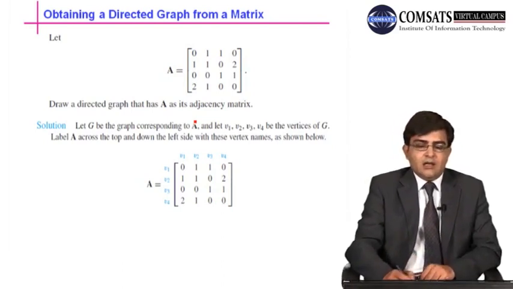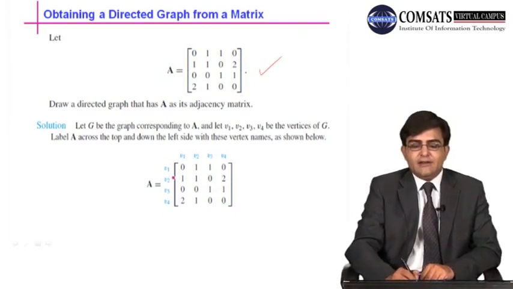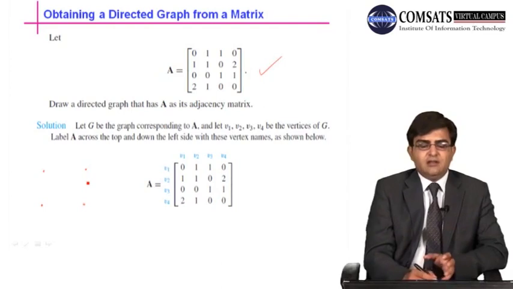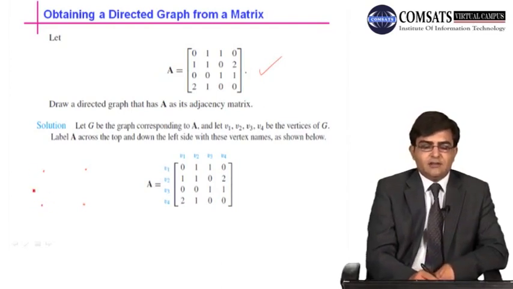So this is the given matrix. How many rows are there in this matrix? 1, 2, 3, 4. How many columns are there? 1, 2, 3, 4. So there must be 4 vertices in that graph. We call them v1, v2, v3, v4. Now we plot v1 here, v2 here, v3 here, v4 here. Anywhere you can plot 4 points. This is v1, this is v2, this is v3, this is v4.